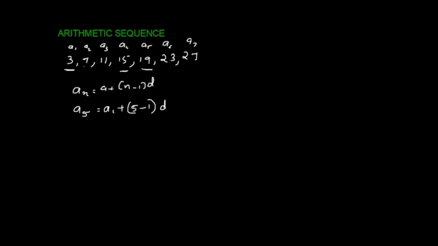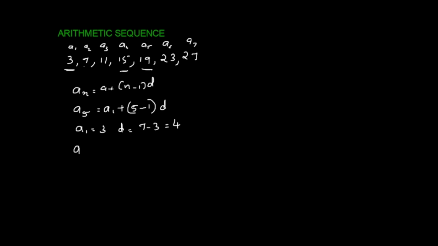d is the common difference. What is a1 here? First term is known as a1, that is 3. What is the common difference here? d is equal to 7 minus 3, which is 4, right? So a1 is 3 and d is 4.